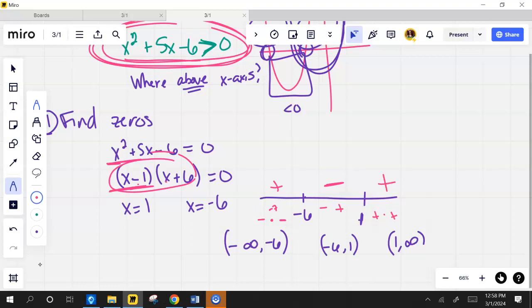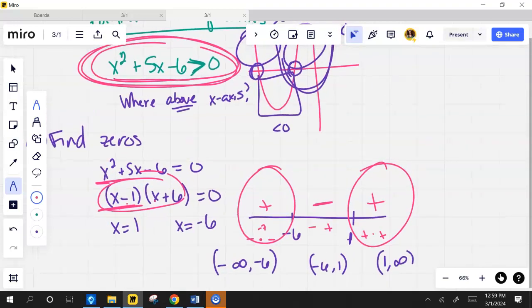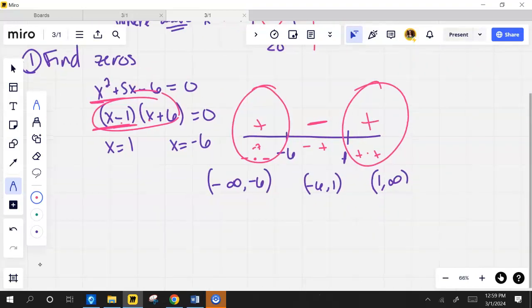So now go back and answer the question. The question was, where is the function positive? Well, look, here and here. That's exactly right. So where does this happen? From negative infinity to -6, and then from 1 to infinity.